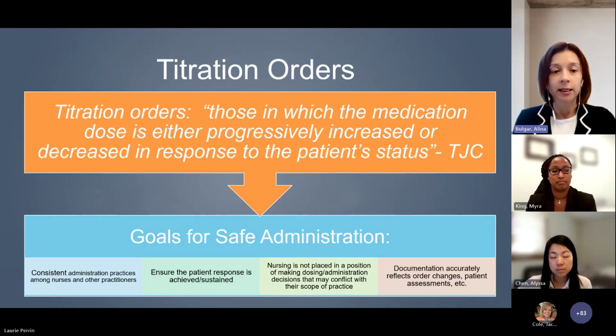Safe administration consists of consistent administration practices among nurses or other practitioners. Also, it consists of ensuring that the patient response is not only achieved, but also sustained. That our nurses are not placed in a position of making dosing or administration decisions that might conflict with their scope of practice. And lastly, equally important is documentation. And documentation should reflect accurately all of the order changes, the patient's assessment, as well as the patient's response.